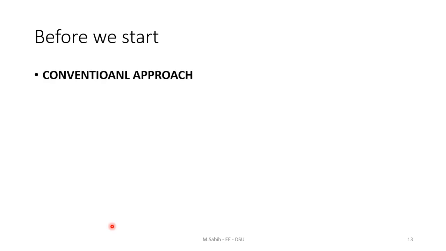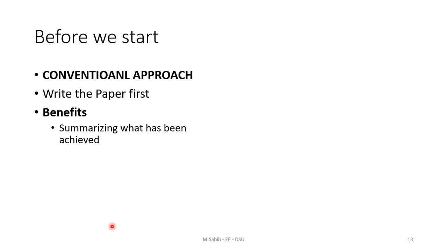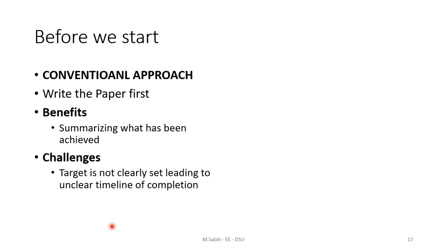But before we start, the conventional approach says first you have to write the paper. The benefits are summarizing what already has been achieved. Whatever you have achieved, you will summarize it. The challenges are that the target is not clearly set, leading to an unclear timeline of completion. Since you are tackling a challenge, sometimes you don't know how long it will take, and of course it's common that research will take long. The bottom-up approach is this one.